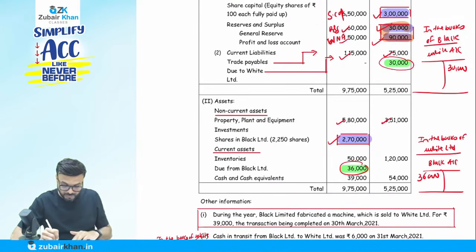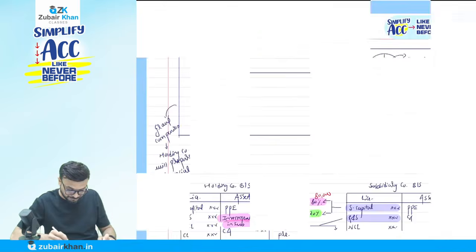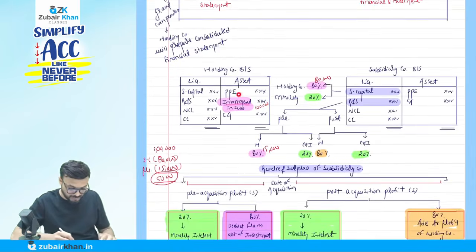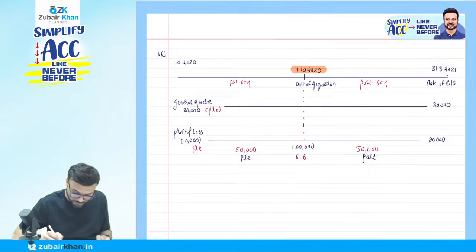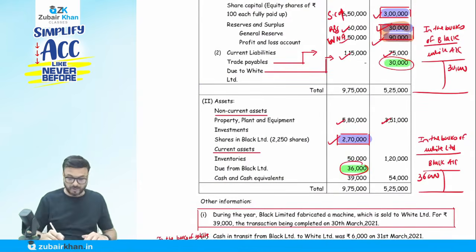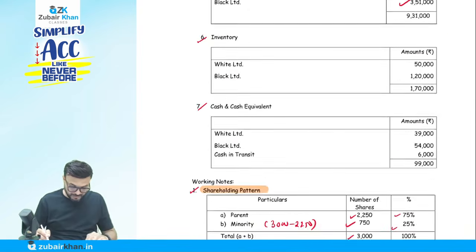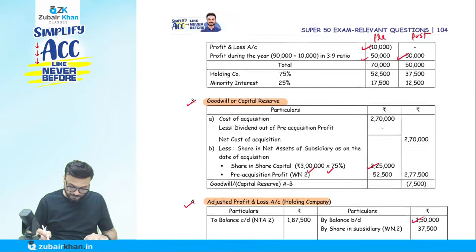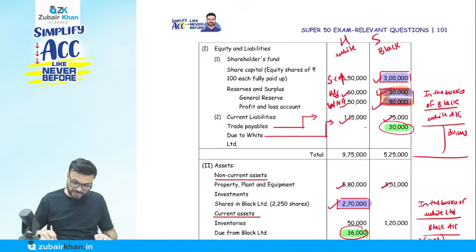Do you remember that we discussed initially that we always show it at the cost of investment? So let me go to cost of investment. How much is the amount where we have done the investment? 2,70,000. So we'll go there and put 2,70,000. Simple.